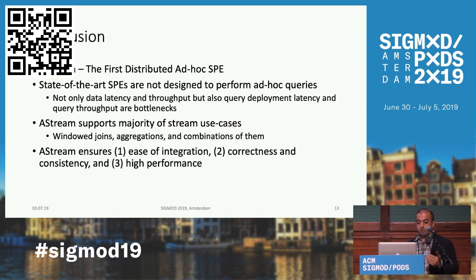And in conclusion, we propose AStream, which is the first distributed ad hoc stream processing engine. We show in the paper that current state-of-the-art stream processing engines cannot perform ad hoc queries. Not only the data throughput or latency, but also the query deployment latency and query throughput is a bottleneck for such systems. And our system supports the majority of stream use cases, such as window joins, window aggregations, and combinations of them. We ensure ease of integration, correctness, and consistency, and high performance.